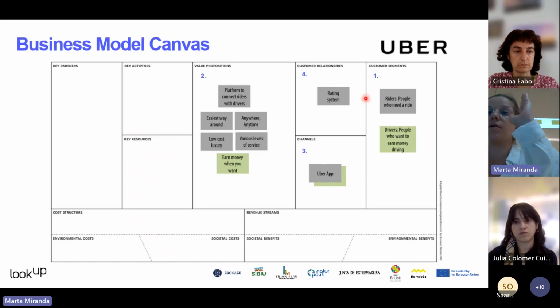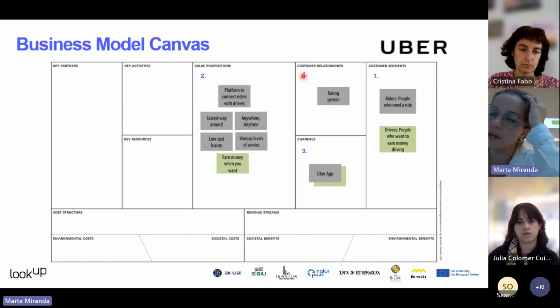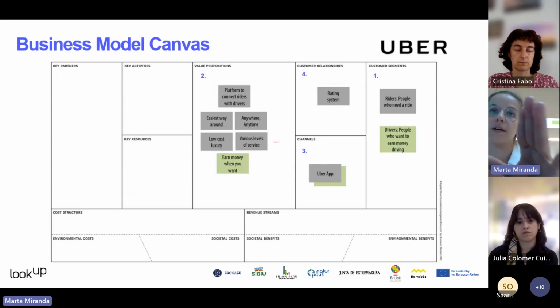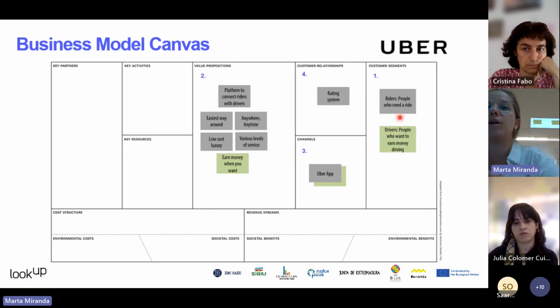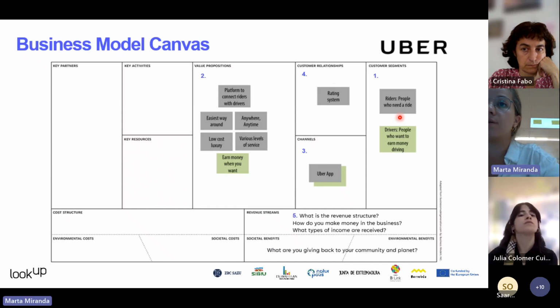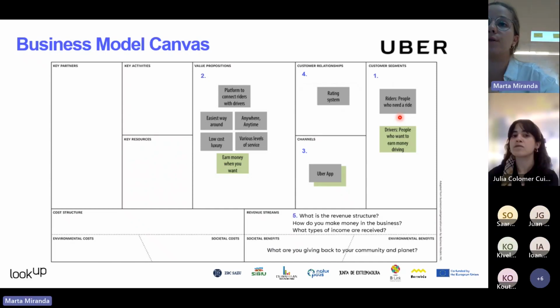If you see, we're completing the right side of the canvas before continuing to the left part. This is like the external part of how we are going to deliver our value proposition. And what do we get in return? We are going to have revenue streams.